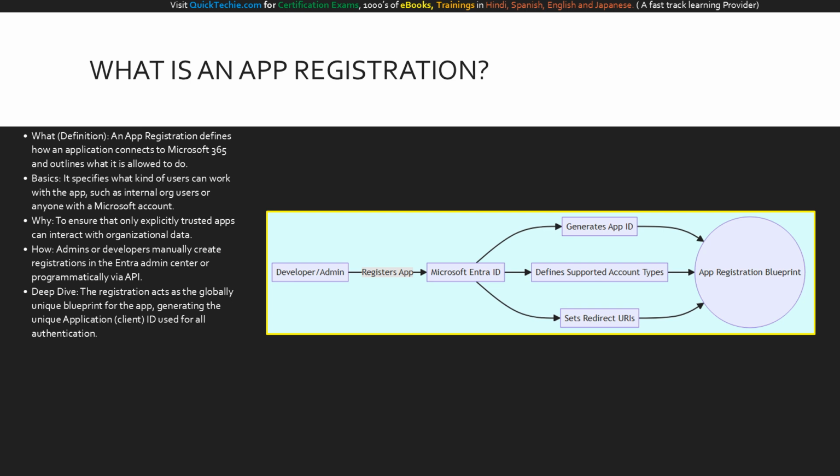This flowchart shows the initial creation of an app registration. A developer or an administrator interacts with Microsoft Entra ID to register the software. Entra ID immediately does three things. It generates a unique app ID, it records the supported account types to know who can log in, and it sets redirect URIs to know exactly where to send authentication tokens securely. All of these configurations combine to form the app registration blueprint. This blueprint is the foundation of trust between the new software and your Microsoft 365 environment.